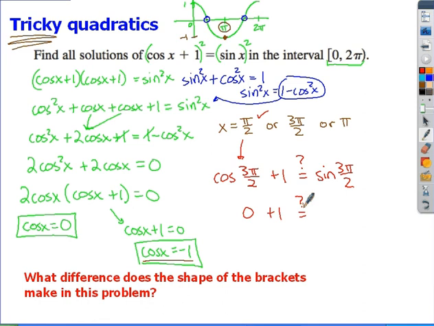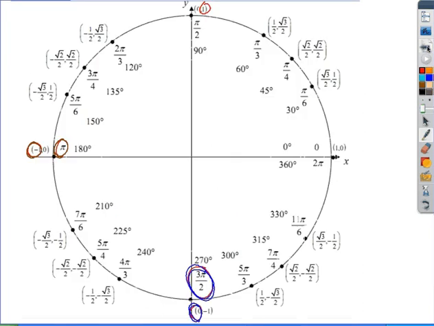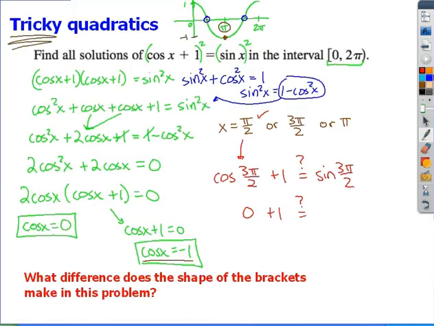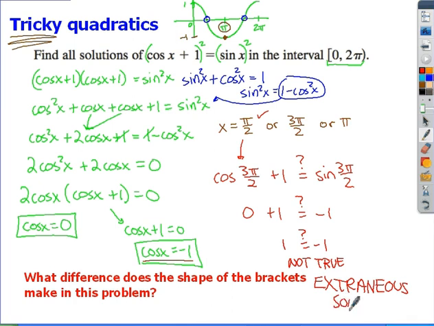But sine 3 pi over 2, wait a second, that's down here. Sine 3 pi over 2 is negative 1. So we have 1 equals, question mark, negative 1. I mean, that's not true. Whoa. So even though we did everything correctly, we didn't make any mistakes here, that's what they call an extraneous solution. I'm going to write this word down. Extraneous solution. Okay, so not true. Wah, wah, boo.